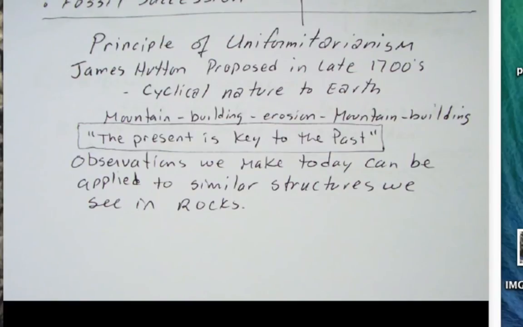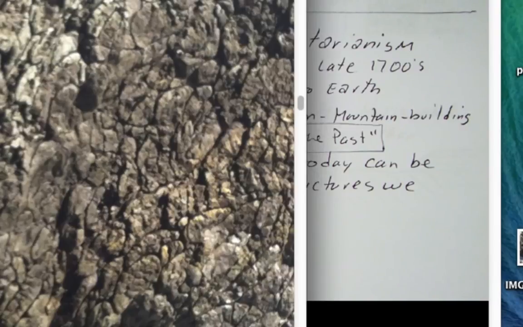So observations we make today can be applied to similar structures we see in rocks. So in fact, here on this PowerPoint, I have those pillow basalt lavas we see in San Francisco over by Marin Headlands. So you see the lava structures here. The only place these lavas erupt are at mid-oceanic ridges underwater. So here, when we look at these rocks far from their mid-oceanic ridge source, we can interpret these as originating in some specific environment.